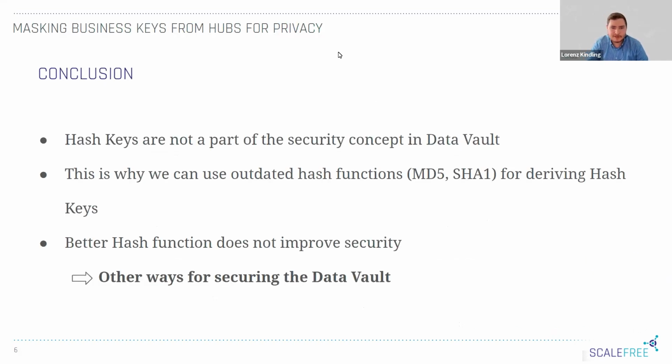So yeah, what is the conclusion? Hash keys in Data Vault are not part of the security concept, or not part of the GDPR concept. We do not use hash keys in any way to support security. We just use them for query help and for performance reasons. This is why we can also use outdated hash functions in Data Vault like MD5 or SHA1 for deriving the hash key. And a better hash function does not improve the security because we just don't use it for security.